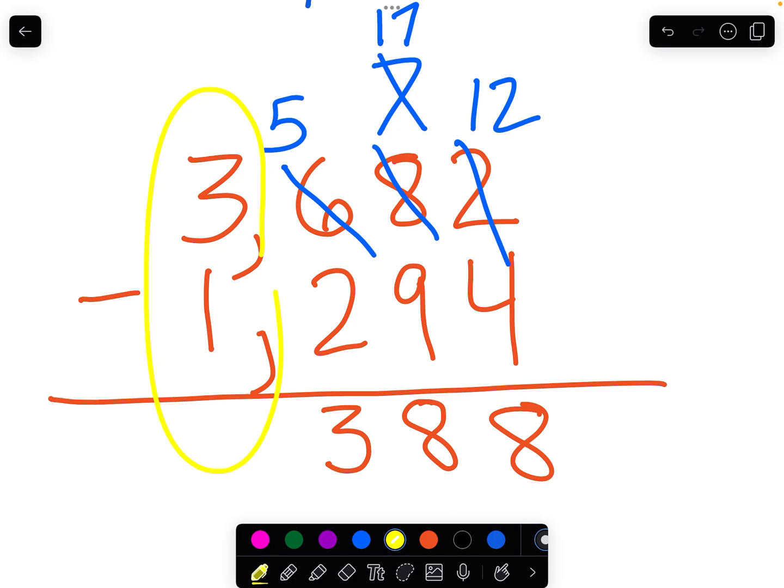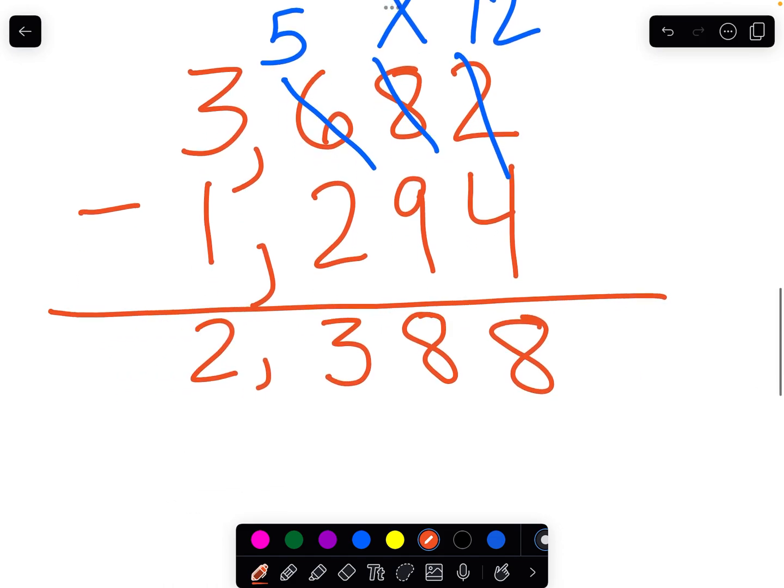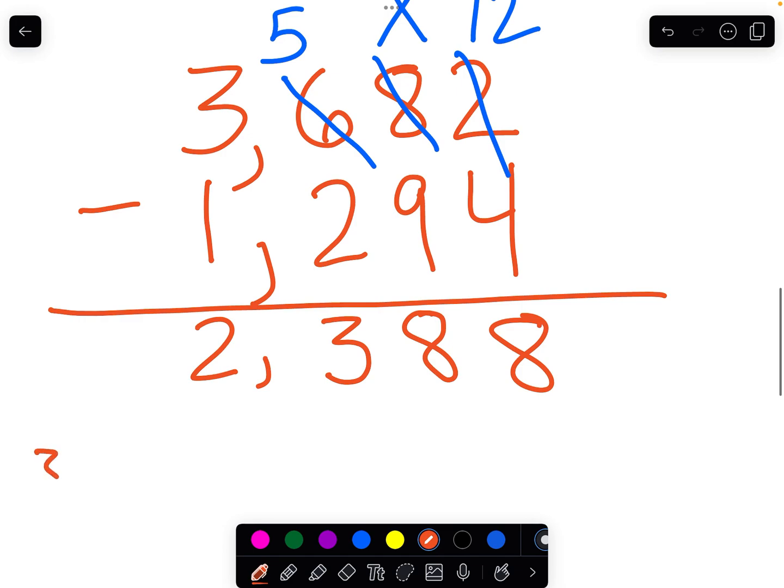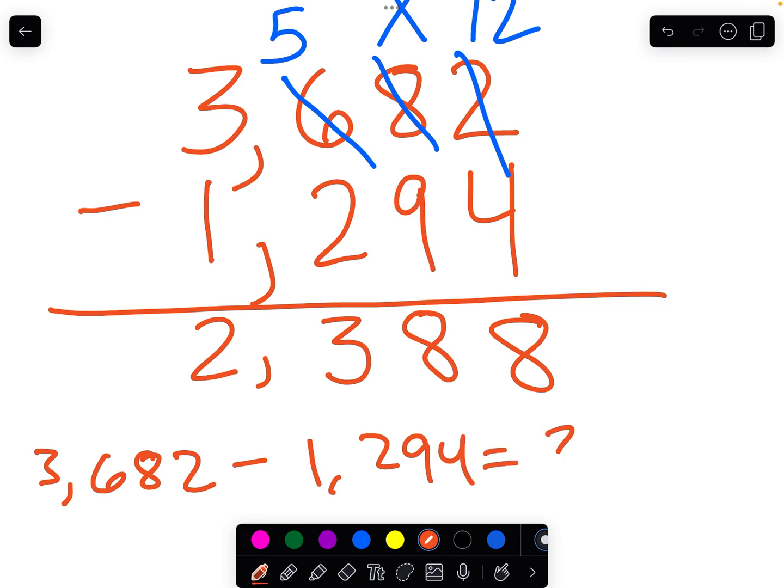And now finally I'm in my thousands place. Can I subtract 1 from 3? I can. 3 minus 1 is 2. And so my answer is 2,388. So what this means is that 3,682 minus 1,294 equals 2,388. Wow, those are some big numbers that we're dealing with.